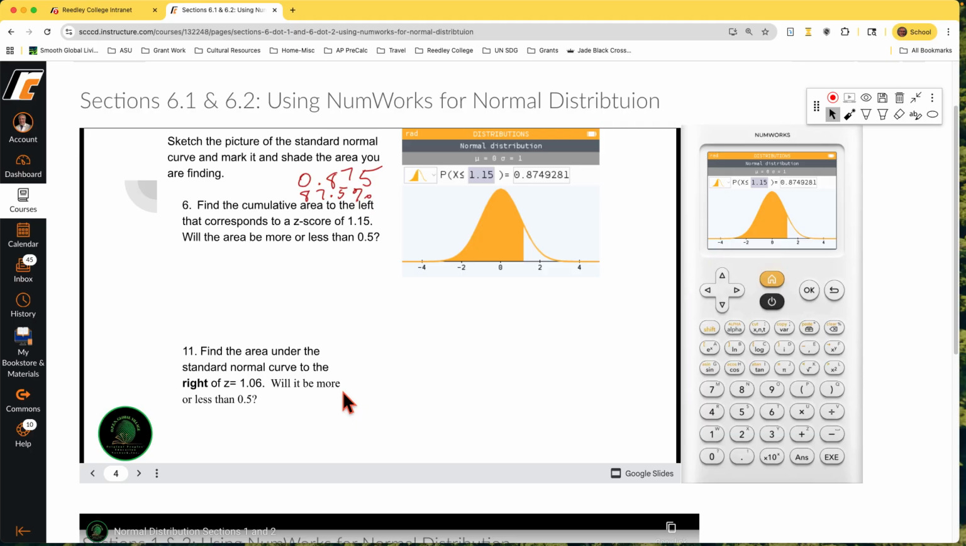So the next question: find the area under the standard normal curve to the right of z equals 1.05. To the right just means we go to the last tool, which is to the right, and we put in a standard score of 1.05. Since it's positive, is it above or below the mean? It's above, and we're going to go to the right. So we would expect it to be less than 50%.